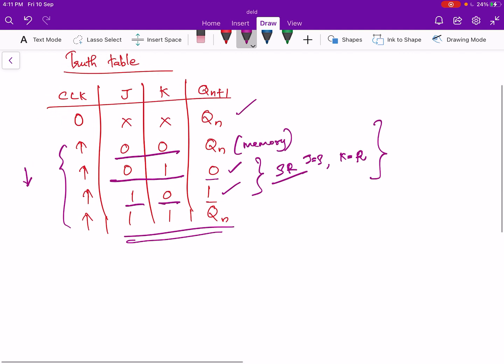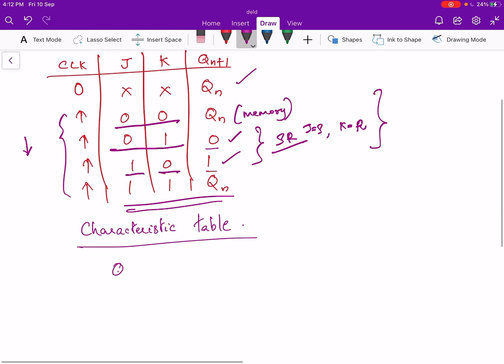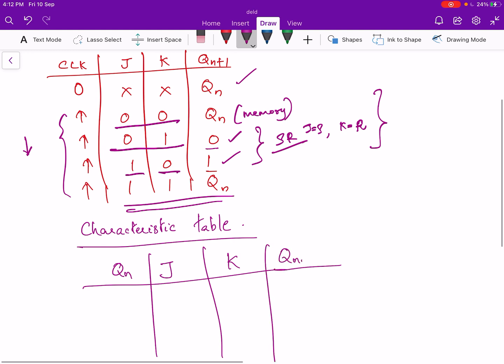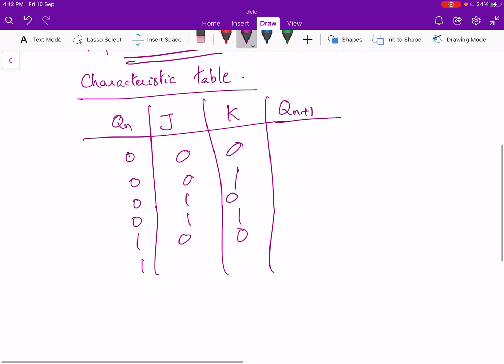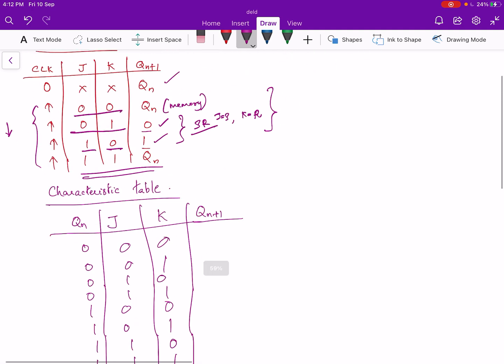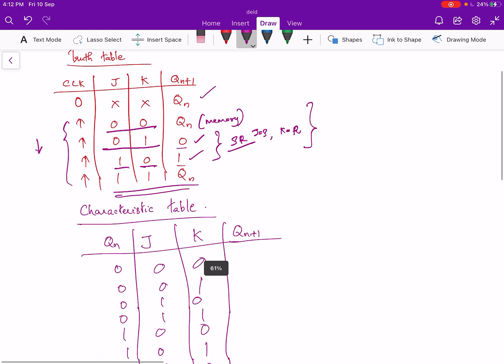So now we'll write the characteristic table. The characteristic table will represent Qn plus 1 in terms of Qn, J and K. So there are 8 possible combinations of input: 0 0 0, 0 0 1, and so on. We can write the characteristic table from the truth table of JK flip-flop.